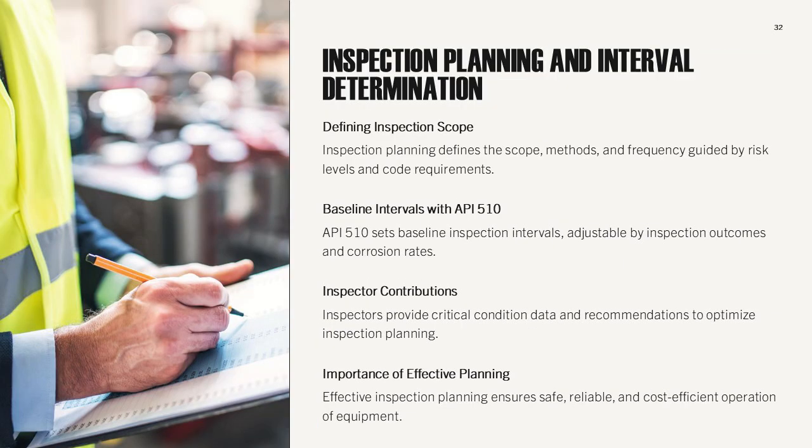Inspection planning involves defining scope, methods, and frequency based on risk and code requirements. API 510 establishes baseline intervals, which may be adjusted based on inspection results and corrosion rates. Inspectors contribute by providing accurate condition data and recommendations. Effective planning supports safe and economical operation.